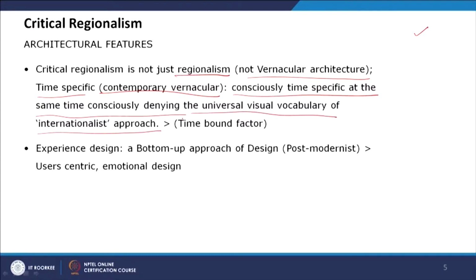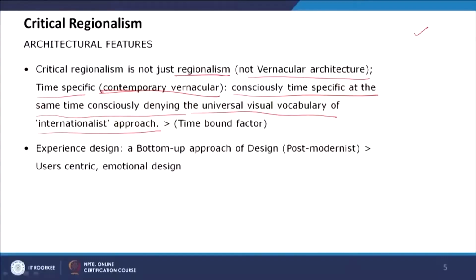So it's a time-bound factor, because this is denying the internationalist style which was going just before that, but it was also taking the spatial factor into account. The local context is coming as a spatial factor, and the time-bound context is coming as a temporal factor. So these two spatio-temporal factors are changing the vernacular design into a contemporary vernacular design. This contemporary part is there. That's why it's not a replica. It will be changed according to today's need of behavior and people's need of function within a building.